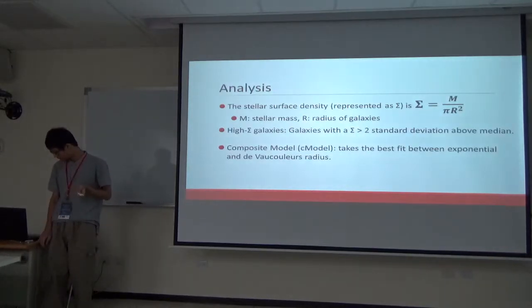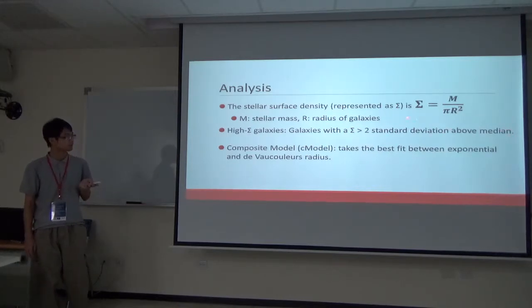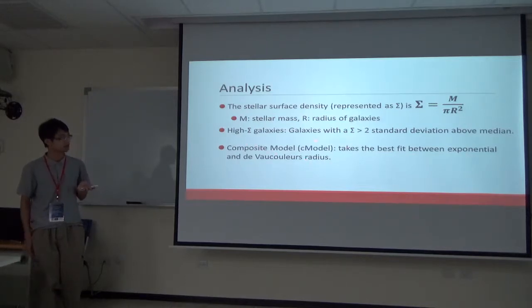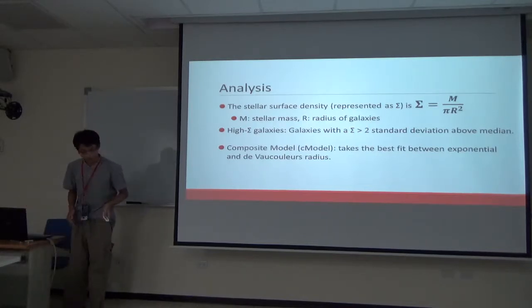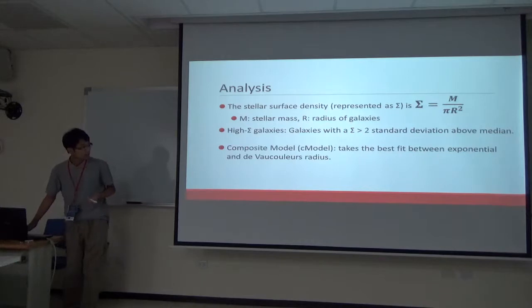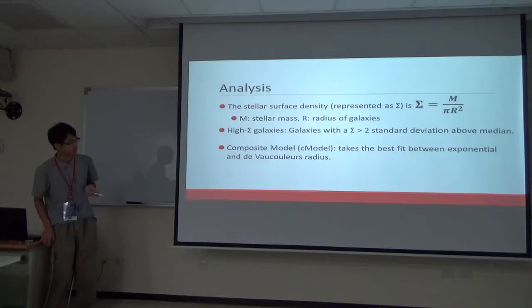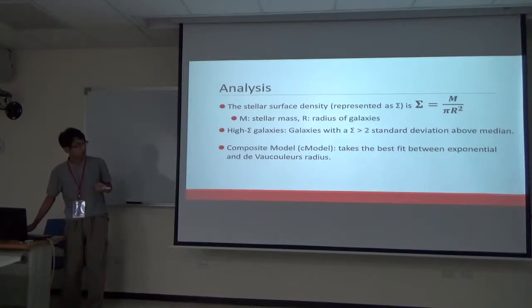For analysis, I define the stellar surface density, represented as big sigma, as the stellar mass divided by pi times the radius squared. A high sigma galaxy is a galaxy with sigma larger than 2 standard deviations above the median. So I choose the model radius for galaxies to select the radii of galaxies.